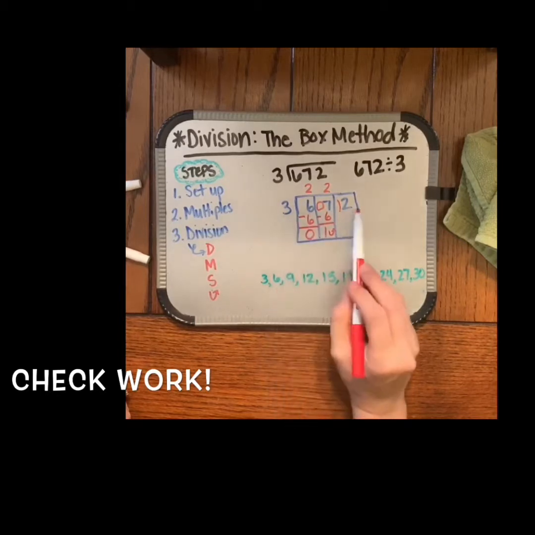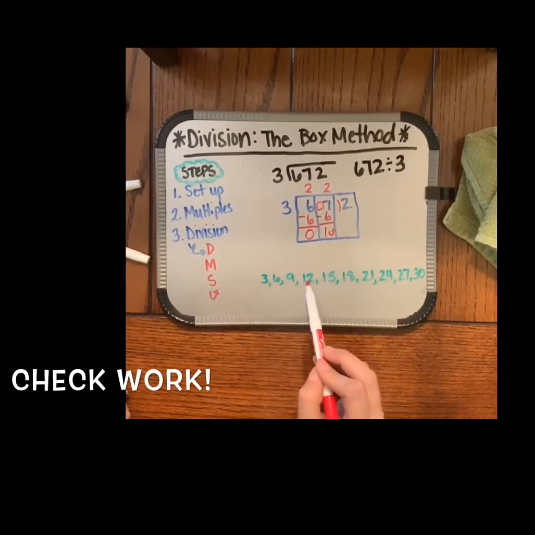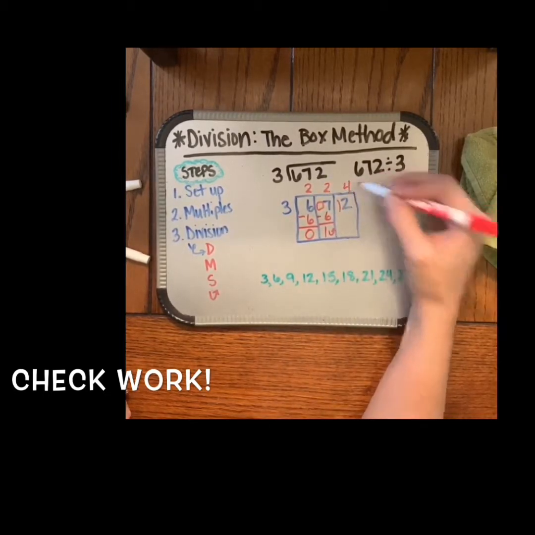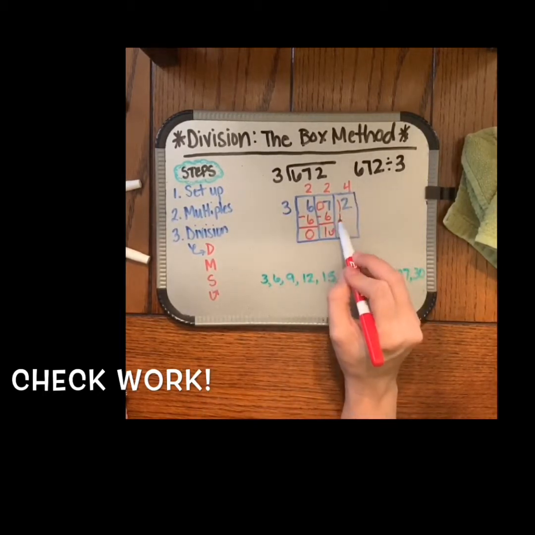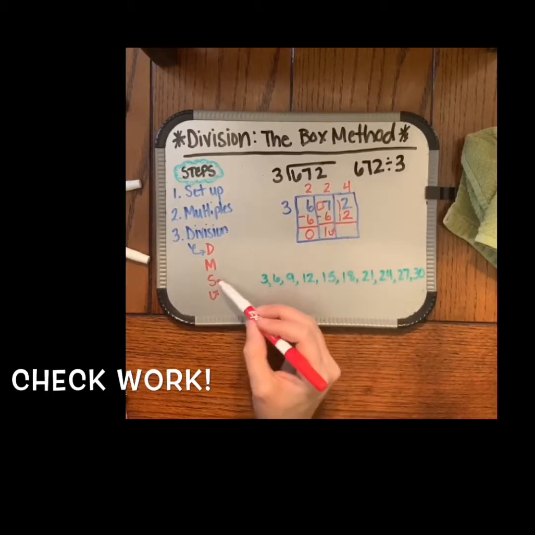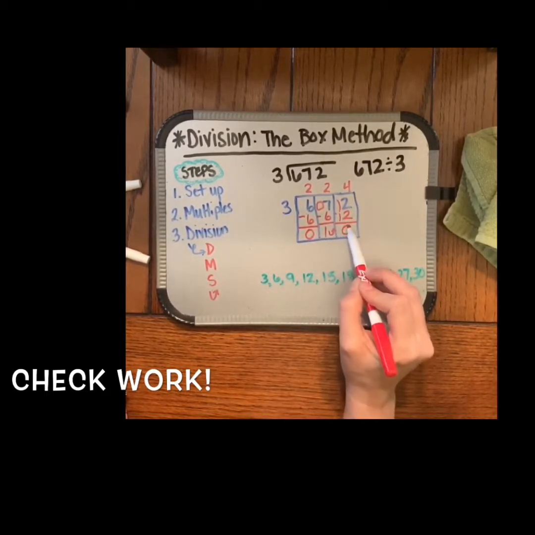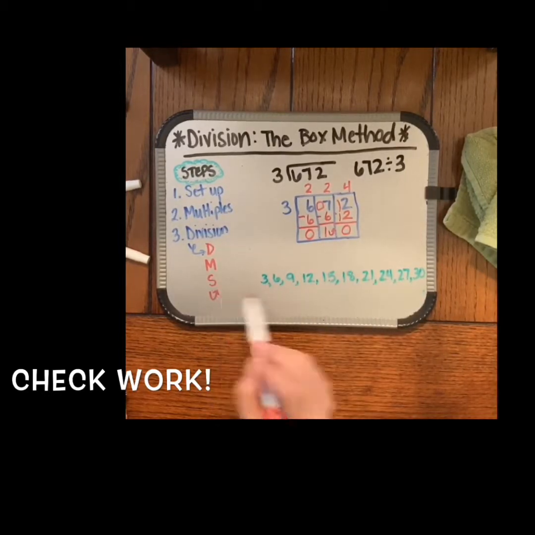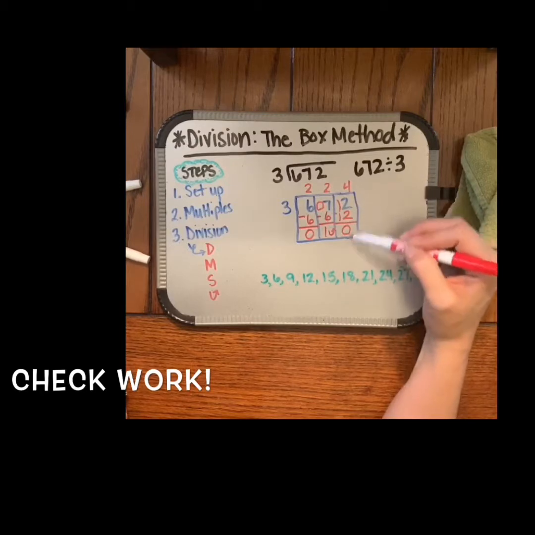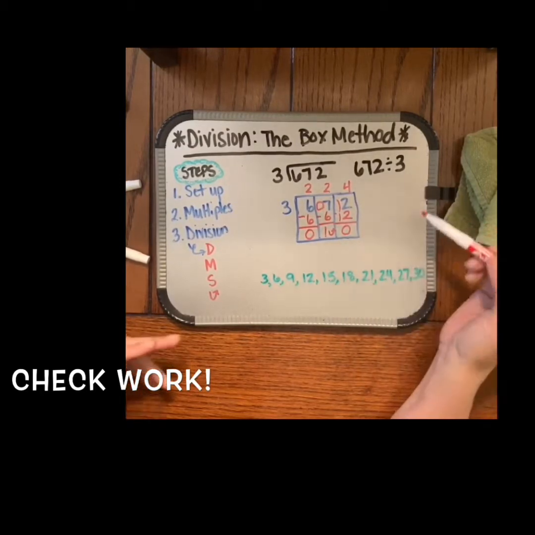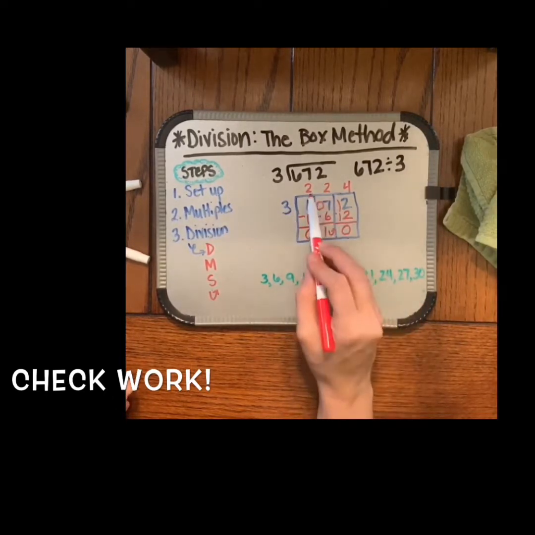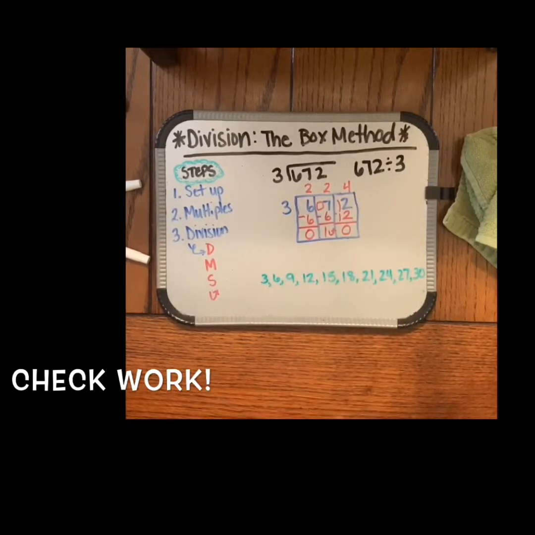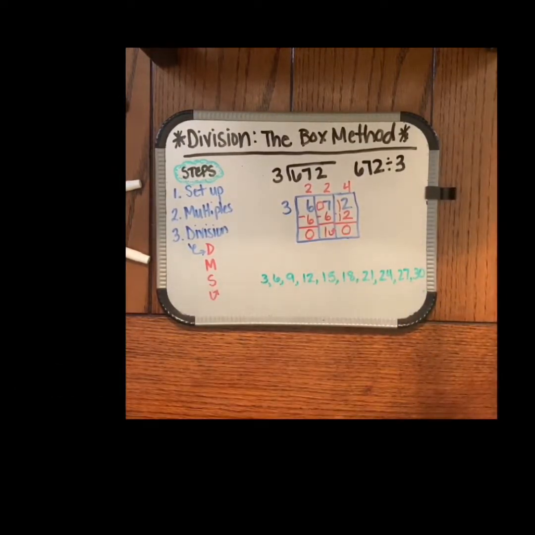Now how many times does 3 go into 12? I'm going to look down here. Well, it's exactly 12, and that's 3 times 1, 2, 3, 4. So I'm going to put 4 at the top. Now I'm going to multiply. 3 times 4 is 12. My next step is subtract. Hopefully you also got a 0. And I don't have another column to bring up, and this is 0, there's nothing, so there's no remainder. So 672 divided by 3 is 224.